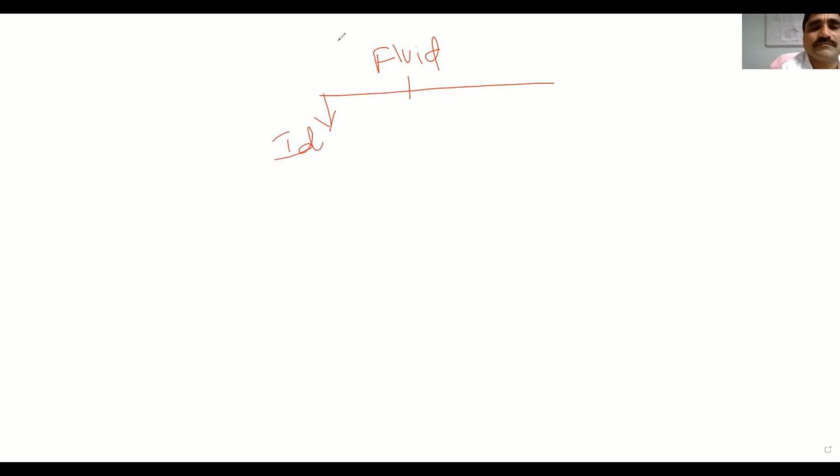So we are going to classify fluids here into two types: good fluid, bad fluid. How are you going to classify fluids in general? Depending on how they flow, we are going to classify fluid into two types. One is the ideal fluid. Second is the real fluid.